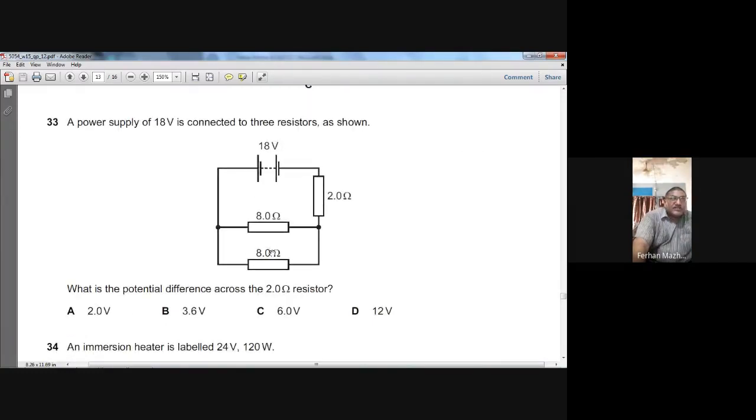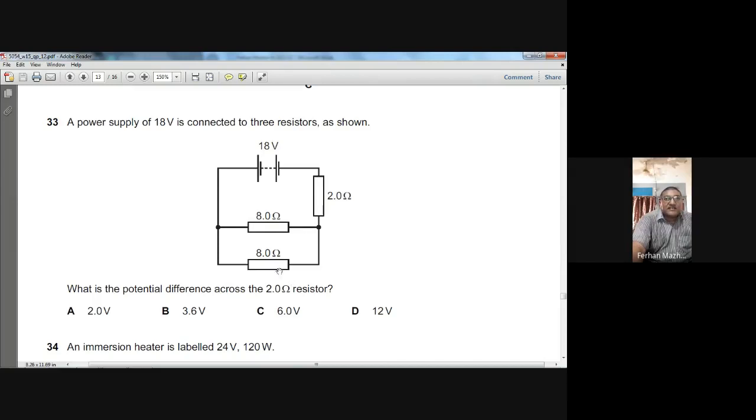Question number 33 is on your screen. A power supply of 18 volt is connected to three resistors as shown. What is the potential difference across the 2 ohm resistor? See, the strategy is very simple. First of all, find the total or combined resistance of these two. They are parallel to each other, so 1 by R equivalent is equal to 1 by 8 plus 1 by 8.